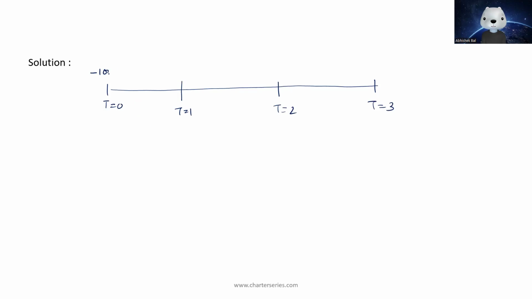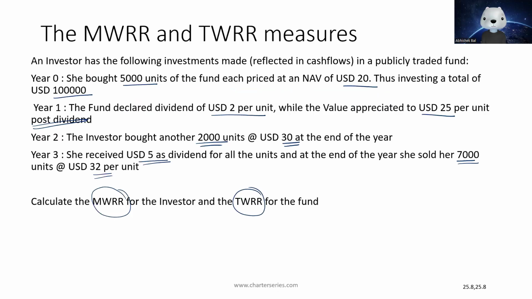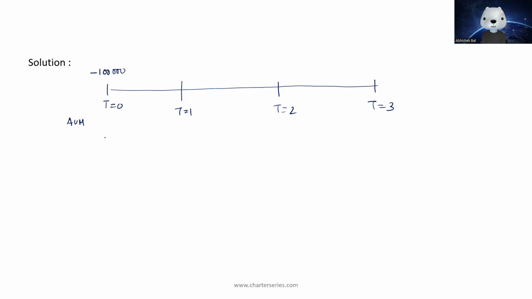And in this period, the investment that is being made is $100,000. And the AUM is also reflected to be $100,000 because we do not have information about the fund's size overall. So we're going to consider the investor being the sole investor to the fund itself. And at time t is equal to 1, there is a capital appreciation plus there is a dividend.